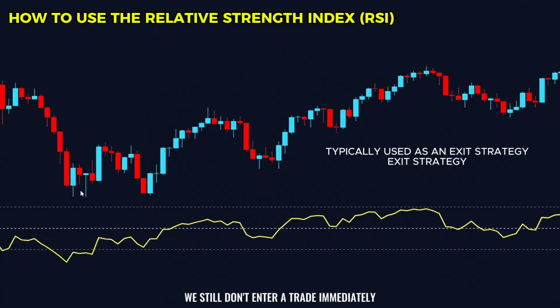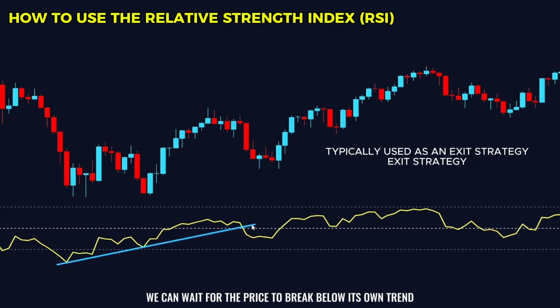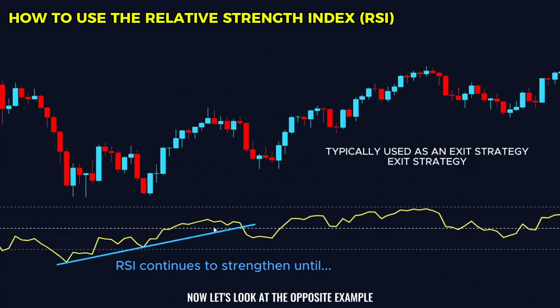However, we still don't enter a trade immediately. We wait for confirmation from the price. For example, we can wait for the price to break below its own trend line, or we can wait for the price to break below the previous low. Once we get confirmation, we can prepare to open a short position. Now let's look at the opposite example.